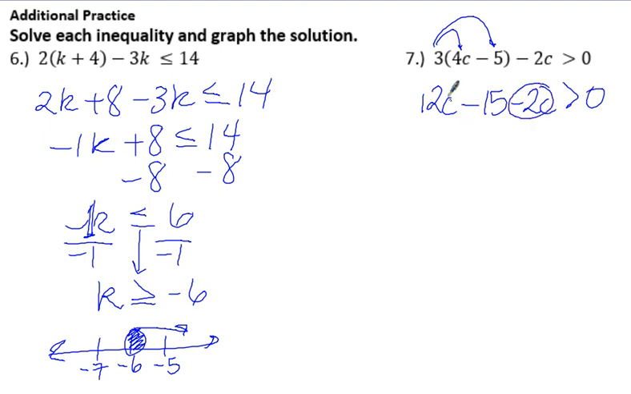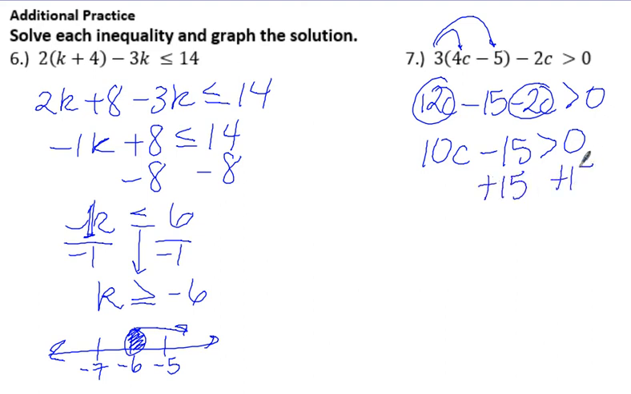So I'm going to get 10c minus 15 greater than 0. What? It's 5. But 3 times negative 5 is 15. Wyatt's checking me. We're having an argument. But good job for checking me, Wyatt. It's going to be the best video ever, huh?